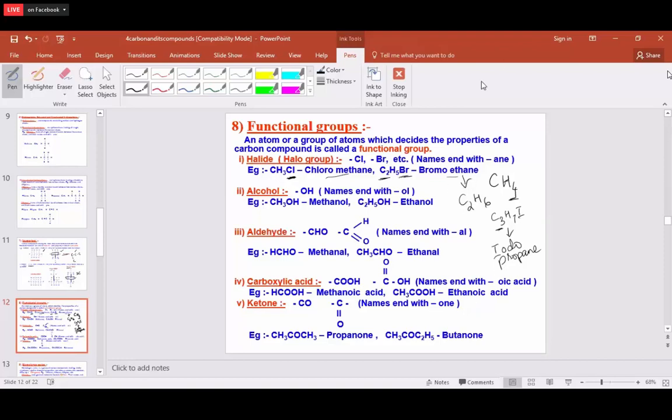Like this we have to name. So what is the use of substituting this functional group over here? CH4 is nothing but a gas. But in the place of one hydrogen atom, we are going to introduce one chlorine atom over here. So chloromethane is nothing but a liquid, and also it is a polar compound. We are using it as a solvent over here.